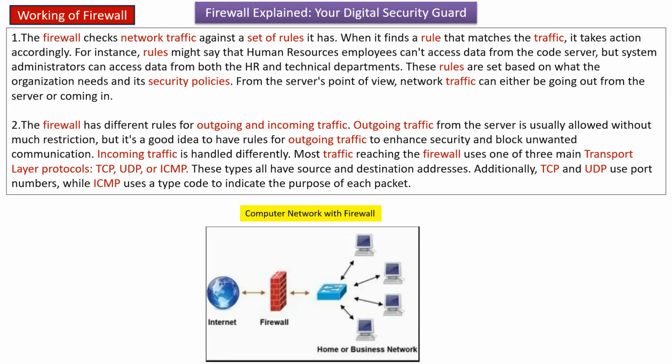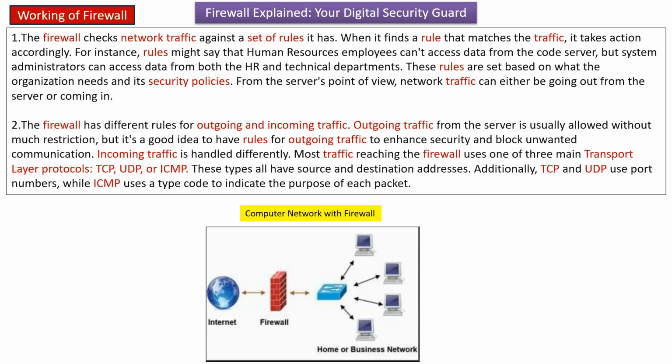From the server's point of view, the network traffic can either be going out from the server or coming to the server. The firewall has different rules for outgoing traffic and incoming traffic. Outgoing traffic from the server is usually allowed without much restriction, but it is a good idea to have rules for outgoing traffic to enhance security and block unwanted communication. Incoming traffic is handled differently.